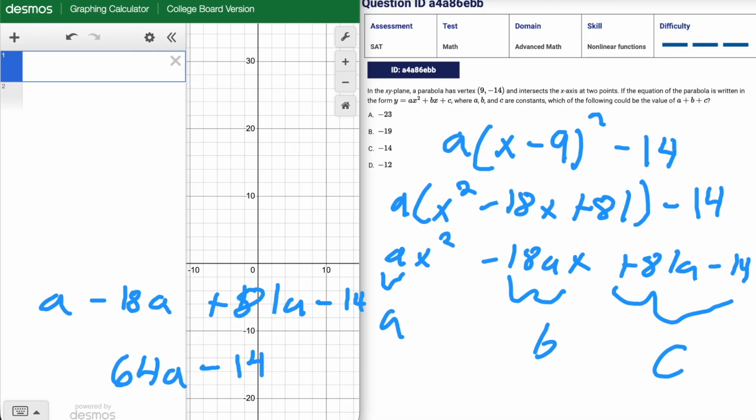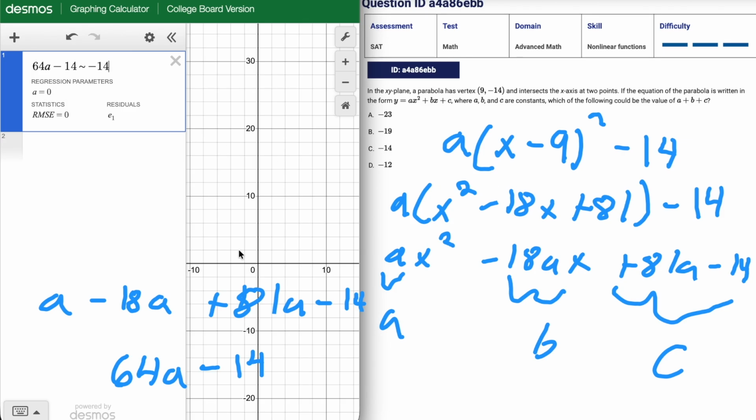So right here, what I would do is just plug this into Desmos: 64A minus 14, and then use regression here, is equal to negative 23. Here, this is a negative number, so A can't be negative, so that's not right. If I do negative 19, it's negative once again. Negative 14, it equals 0.